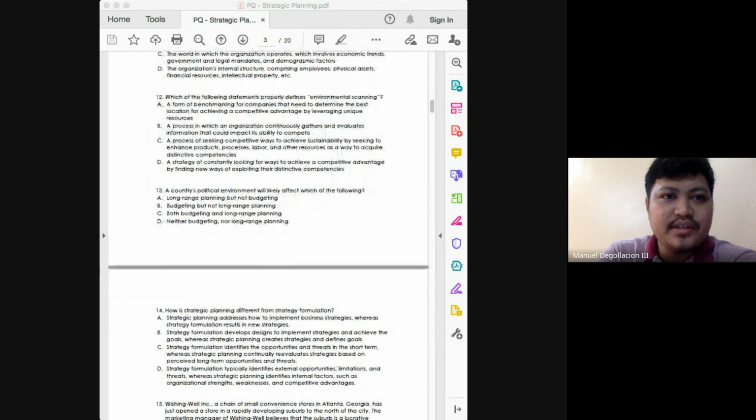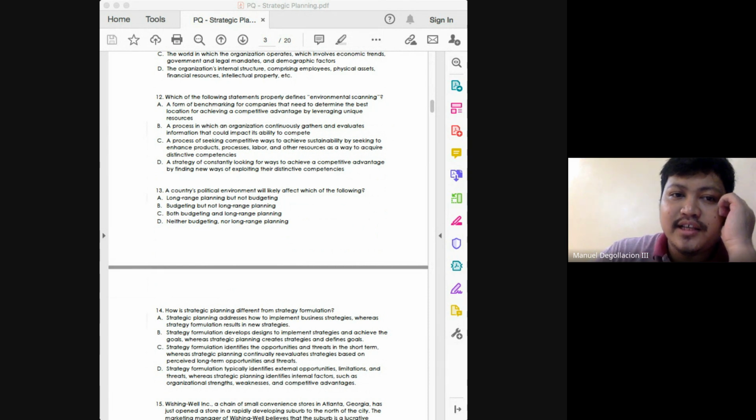Number 12, which of the following statements properly defines environmental scanning? So remember, this is one of the steps in the strategic planning process. So here we are given the definition for environmental scanning. Expect the essay questions here to be very objective as well. You'll be mostly asked for definitions, class. So here, the answer would be letter B. Environmental scanning is the process in which an organization continuously gathers and evaluates information that could impact its ability to compete.